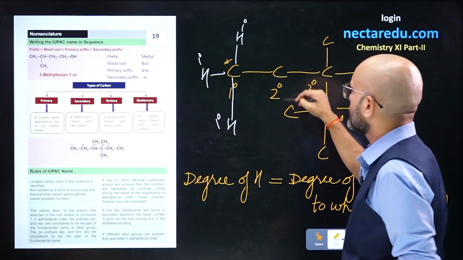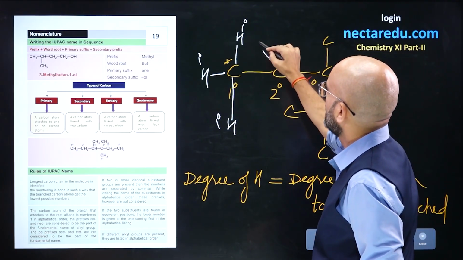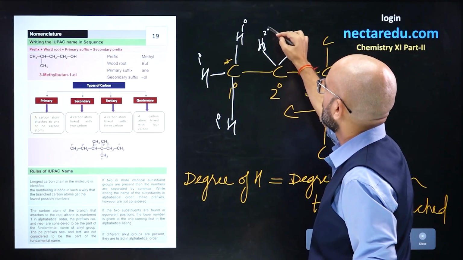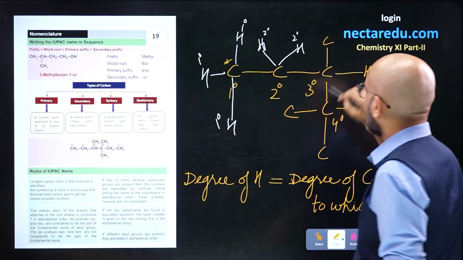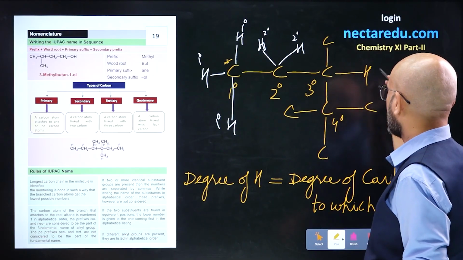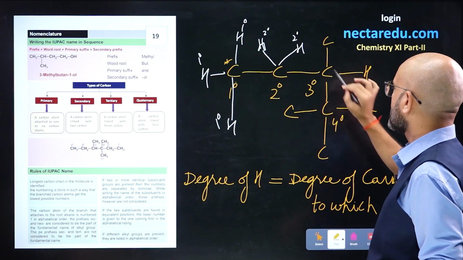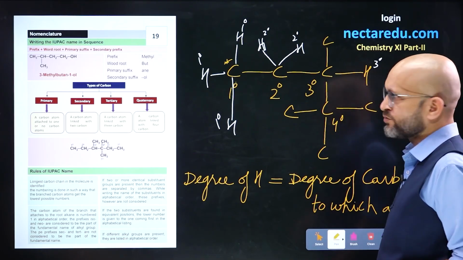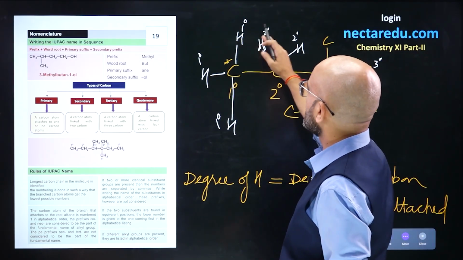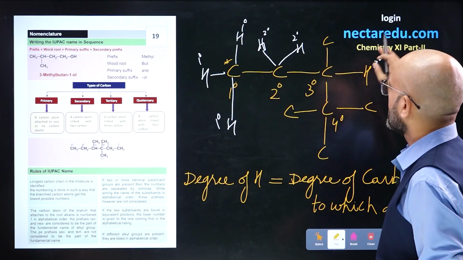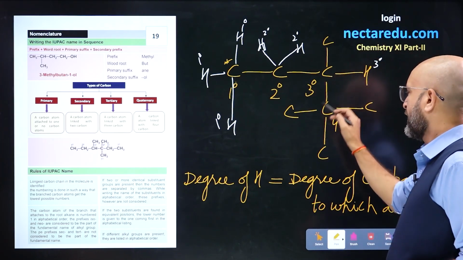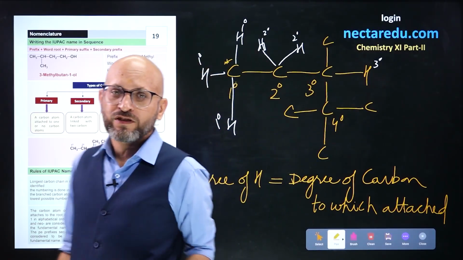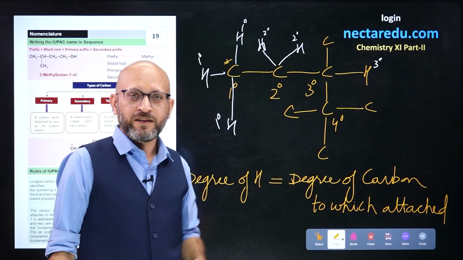If I connect hydrogen on a 2 degree carbon, then these hydrogens are known as 2 degree hydrogens. If a hydrogen is connected over here, this carbon is 3 degree, so the hydrogen attached to that carbon is also a 3 degree hydrogen. So these are primary hydrogens, these are secondary hydrogens, this is a tertiary hydrogen. And what about quaternary hydrogen? Can we connect any hydrogen to a 4 degree carbon?